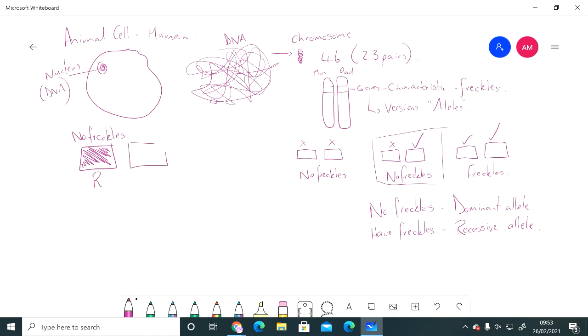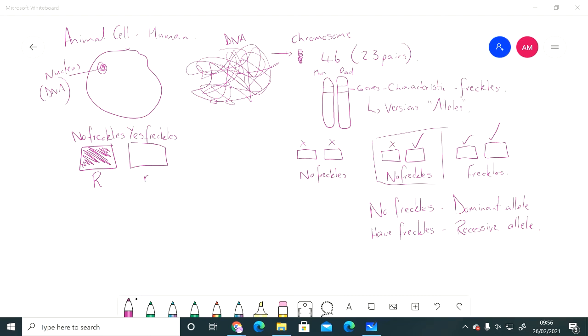And let's say for the allele that is for having freckles, yes freckles, we know it's recessive, so we're going to give it the lowercase letter. So everybody in every body cell is going to have two copies of that gene. Depending on what they have, that's going to influence the appearance of any potential offspring that they might have.